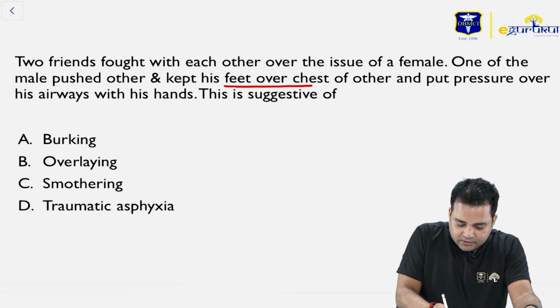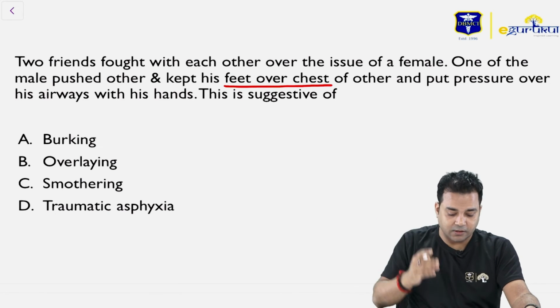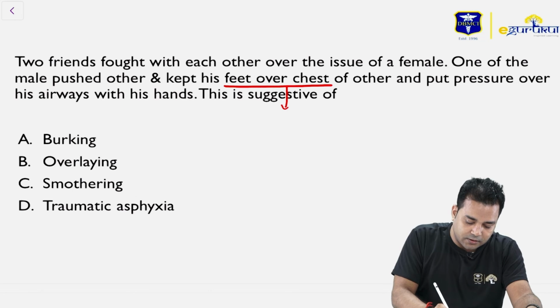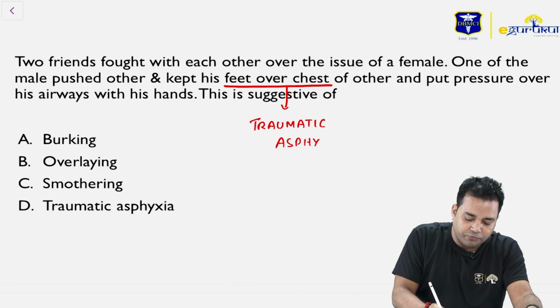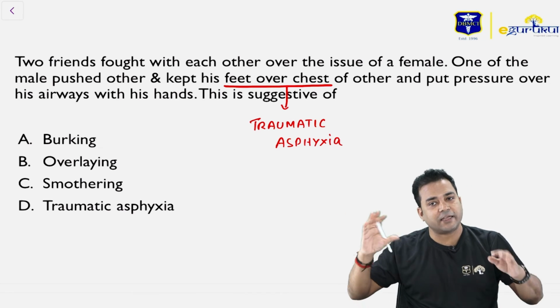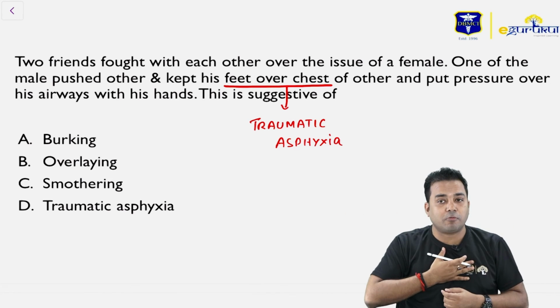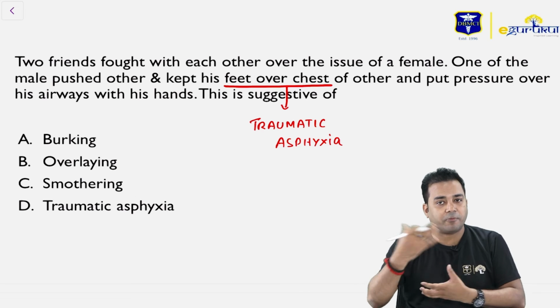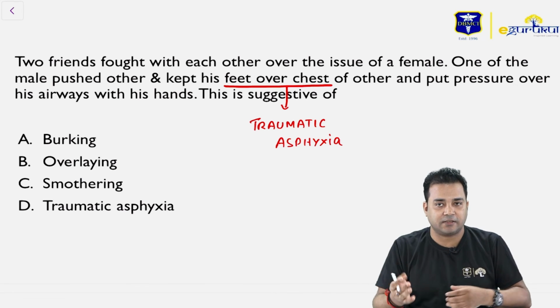Feet over the chest, putting pressure over the chest, is basically trauma to the chest, or I say traumatic asphyxia. This will lead to exclusion of air from the lungs. Asphyxia means exclusion of air from the lungs by any means. If it is due to trauma over the chest, we say traumatic asphyxia, external compression of the chest.